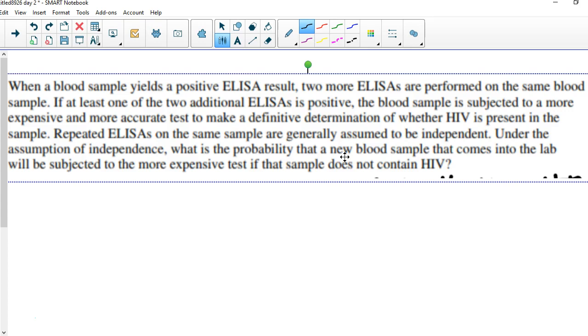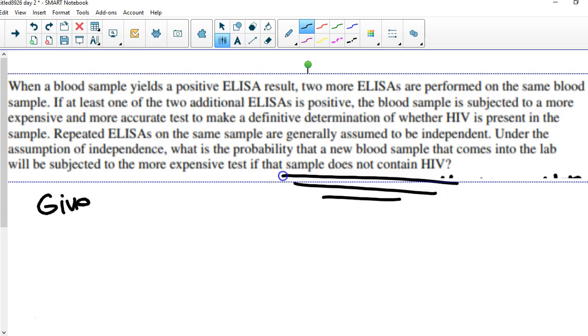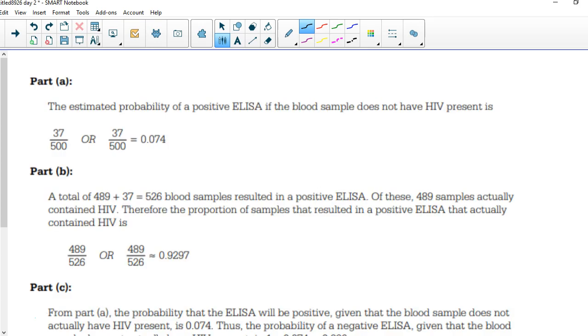Okay, so this is what I was getting to in class for 3rd hour. I was starting here. We're dealing with a given. The given condition is we know that the sample does not contain HIV. And there's 2 things that could happen. So looking back at the people, oops.